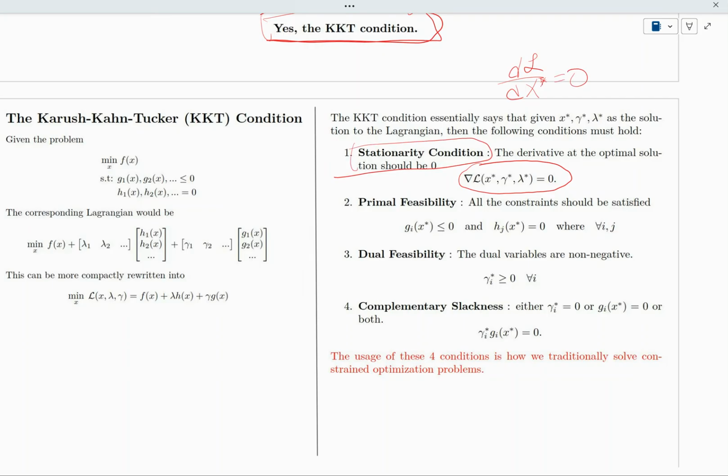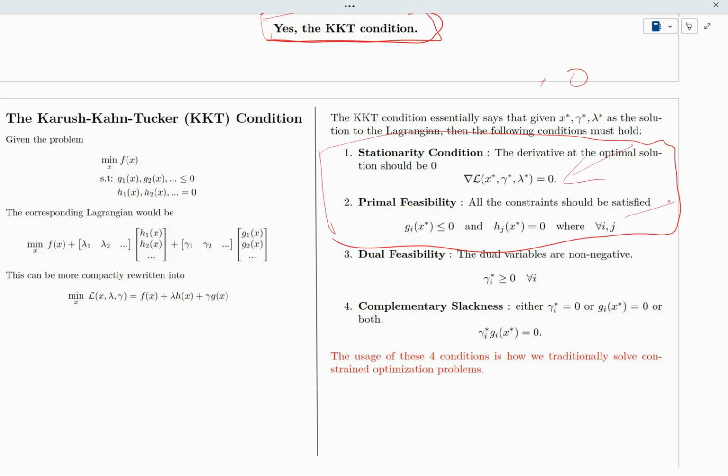And this makes sense because it's the same thing as when we are solving closed form solutions, right? That's the whole point. When you're finding a minimum, obviously the optimum point is the point where the derivative is equal to 0. After that, we have primal feasibility. Primal feasibility is basically saying that all the constraints have to be satisfied. All the equality constraints have to be satisfied. All the inequality constraints have to be satisfied. So these two conditions are saying that when you have an optimal solution, these have to be met.